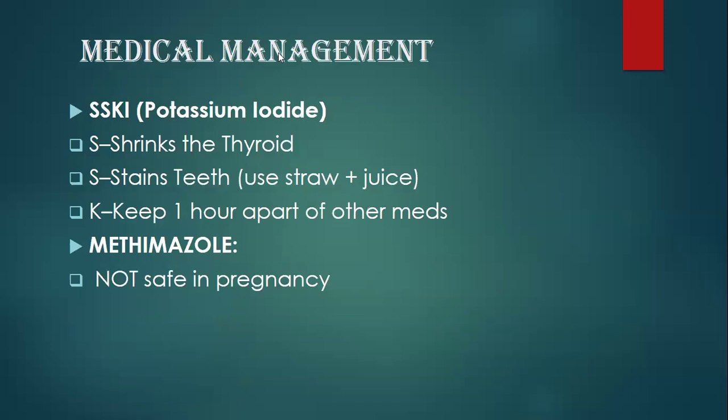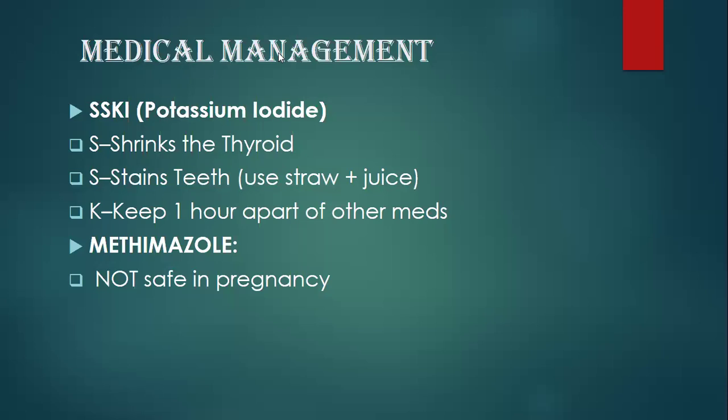What are the medical management of hyperthyroidism? The first thing is potassium iodide. Potassium iodide, what does it do? What potassium iodide does is that it shrinks the thyroid gland. You know, the thyroid gland is hyperactive. Then one of the things you should know about this potassium iodide is that it stains. So when a patient wants to take it, you tell them to use a straw so that it will not stain their teeth. You tell the patient to use a straw plus juice. Then keep it 1 hour apart from other medication.